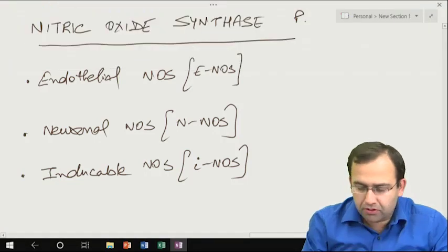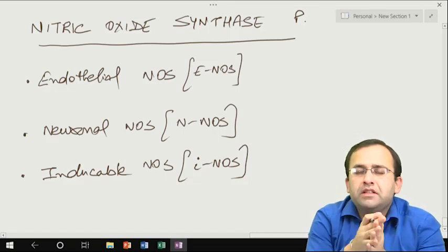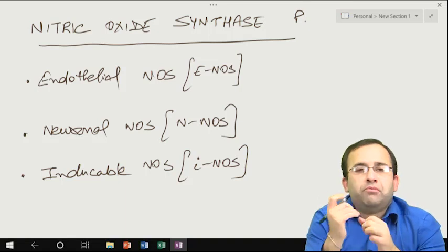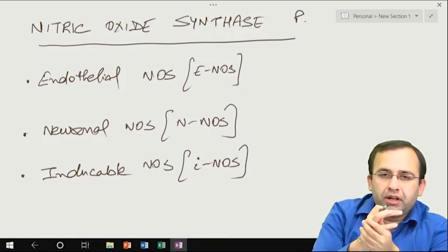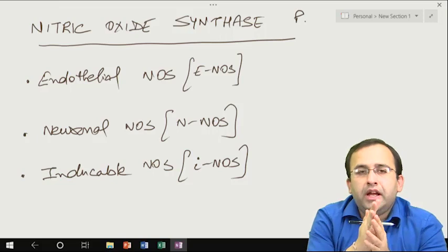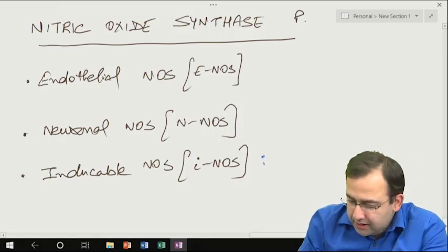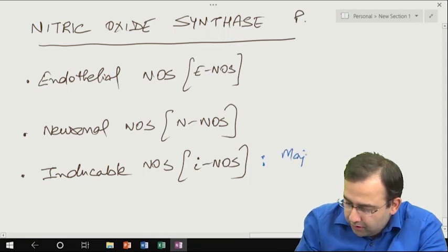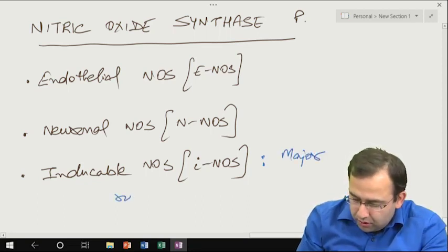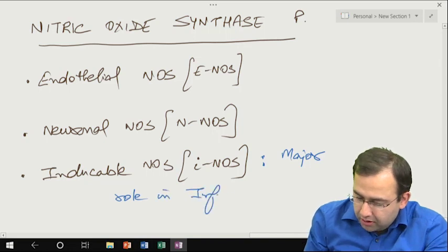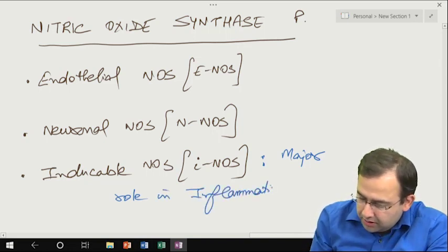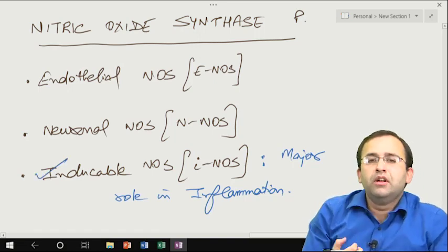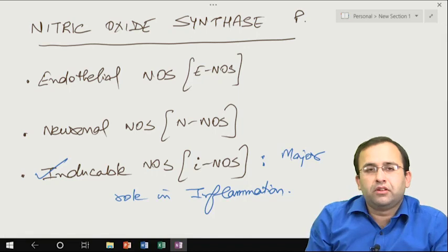First point, just answer me this question, and it is an easy one. Which plays a major role in inflammation? 1, 2, 3. Answer. Which one is inducible? I don't know. I mean, in live classes, many say endothelial. Inducible. The name tells you it is getting induced in inflammation. So the major role in inflammation is by the inducible nitric oxide synthase pathway.